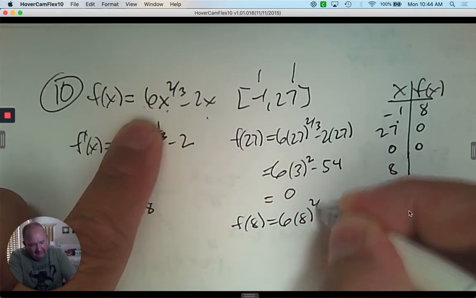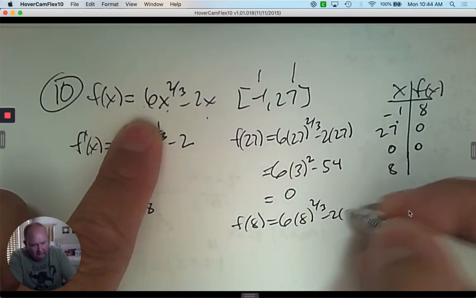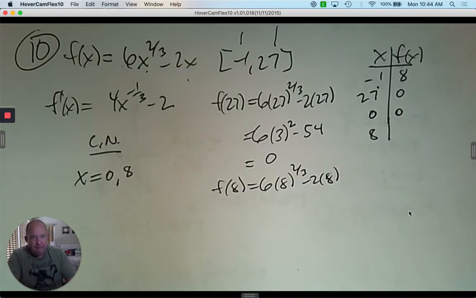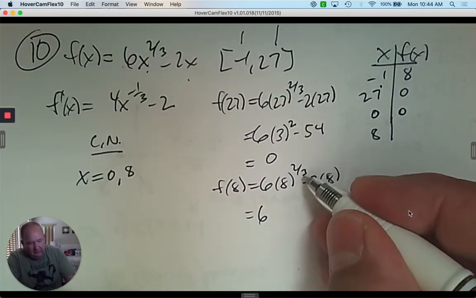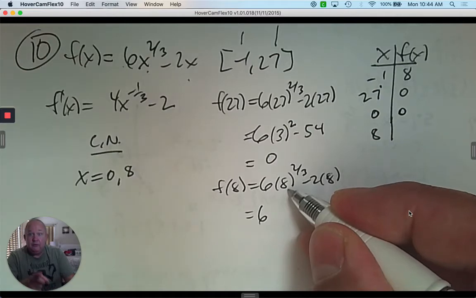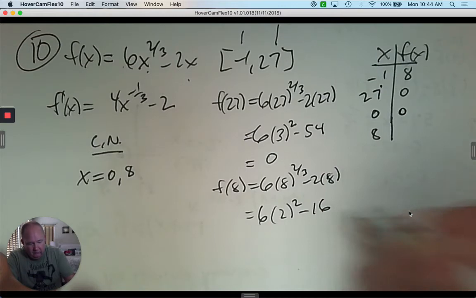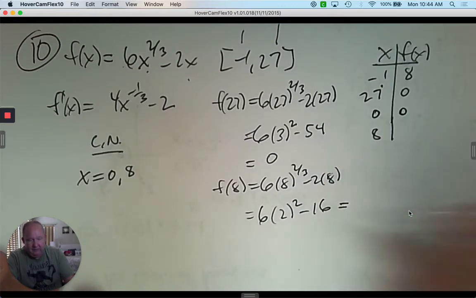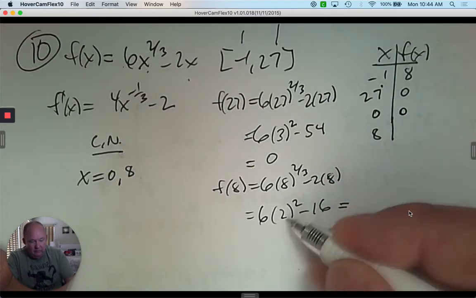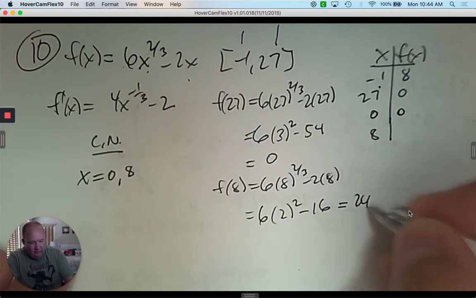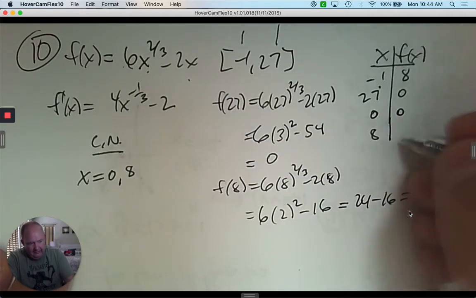So 8 to the 2/3 subtract 2 times 8. Can we do this? What does 2/3 mean again? The cube root of 8. What number times itself 3 times is 8? That's 2. And then you'd square 2. 2 squared is 4. Times 6 is 24. 2 times 8 is 16. Take away 16, which is 8.